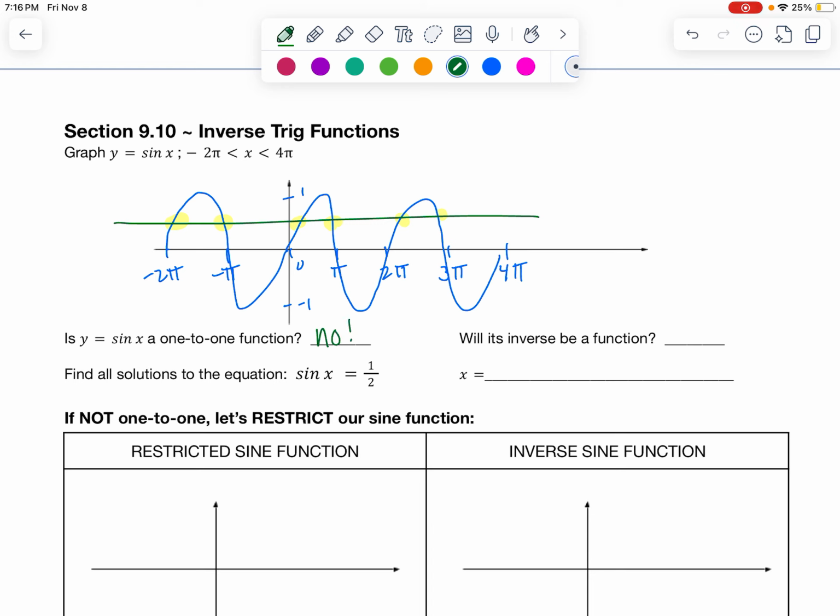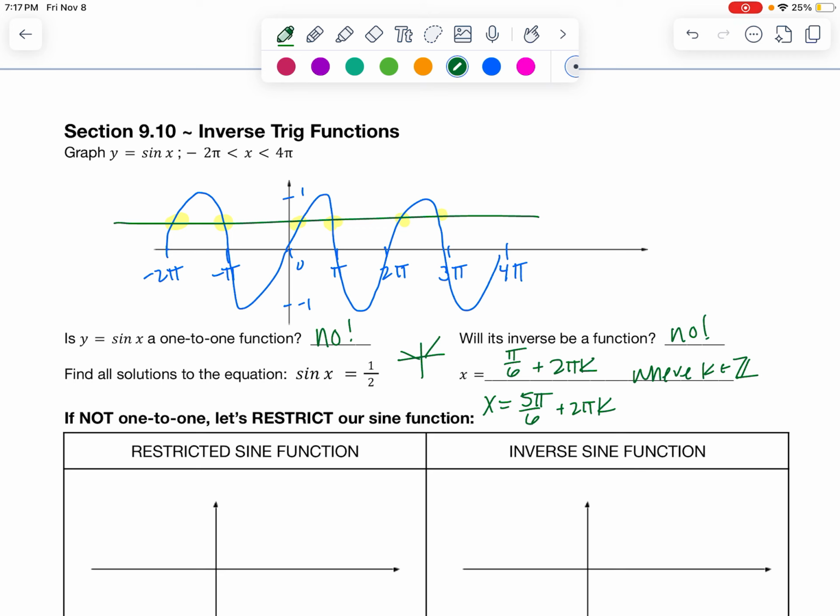Its inverse, just the flipped version of it, would that be a one-to-one function? No, right? Okay, so this is kind of the stuff that we did before. It's asking us to find the solutions to the equation sine of x is equal to 1/2. We know that sine is positive, so there should be two values of x. We have pi over 6 plus 2 pi k, and then we also have 5 pi over 6 plus 2 pi k, where k is in the set of integers. That's just what we did.